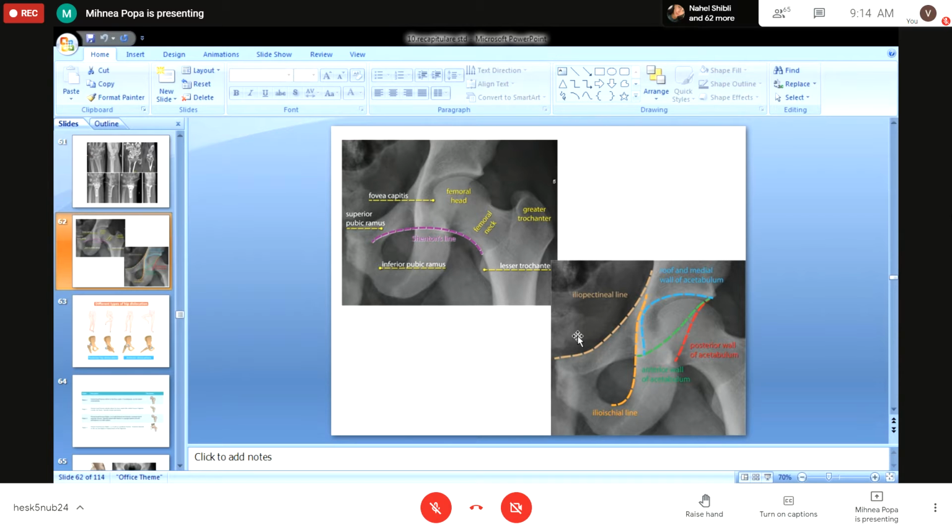So we have the iliopectineal line. If a fracture is in this line, then we have a fracture of the anterior column of the pelvis. The ilioischiatic line, if you have a fracture, we have it in the posterior part. The roof of the acetabulum, this is important for fractures in the anterior column and the roof of the acetabulum. Posterior wall, of course, fractures in the posterior part, and the anterior wall, the fractures of the anterior part.